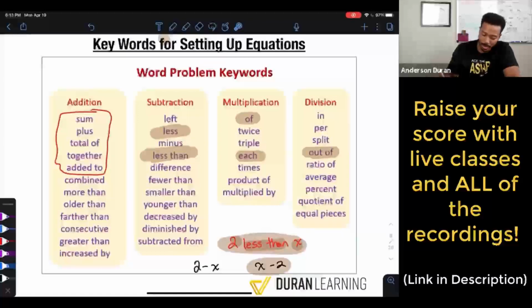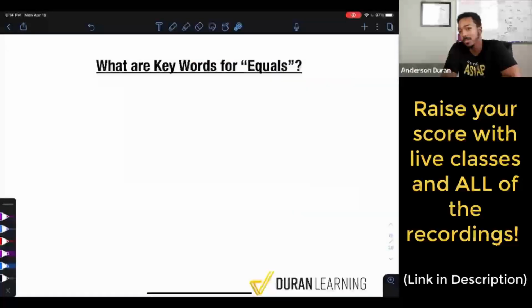All right, gang? Hopefully we've had enough time to write this down. If you didn't, take a screenshot real quick, because we're going to go to this next screen here. I'm going to ask y'all the one thing that we haven't talked about yet. We've talked about the operations, but we haven't talked about equals. So let's talk about that real quick. Who knows some words in word problems that mean equals besides equal itself?